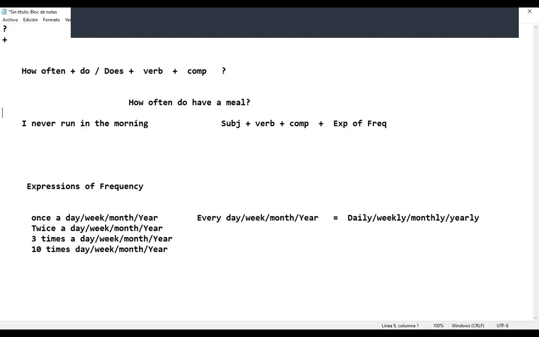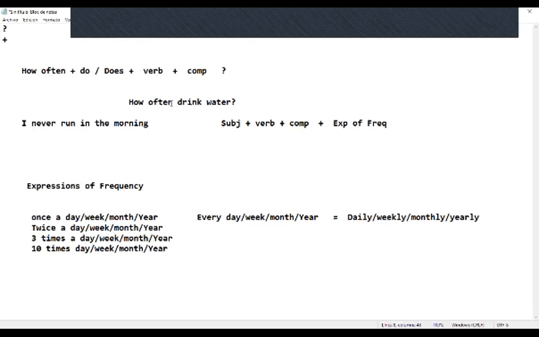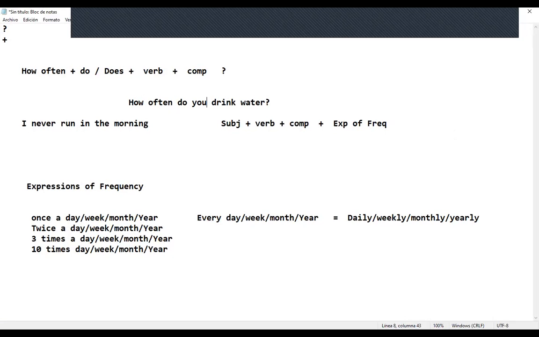Meal. I usually have... I have a meal three times a day. Fantastic. I have a meal three times a day. Yeah. How often do you drink water? I drink water 8 times a day.